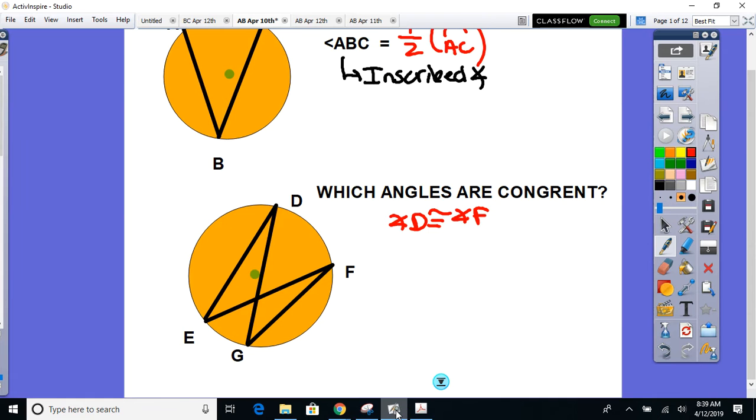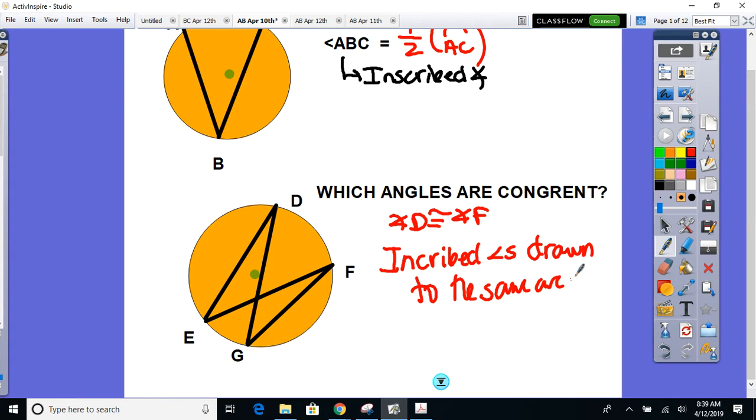What type of angles are they? Inscribed angles. Where are they drawn to? The same chord. What arc are they drawn to? EG arc. Yes. Inscribed angles drawn to the same arc are congruent. That's one theorem you can use in a proof or in an algebra question too to solve it.